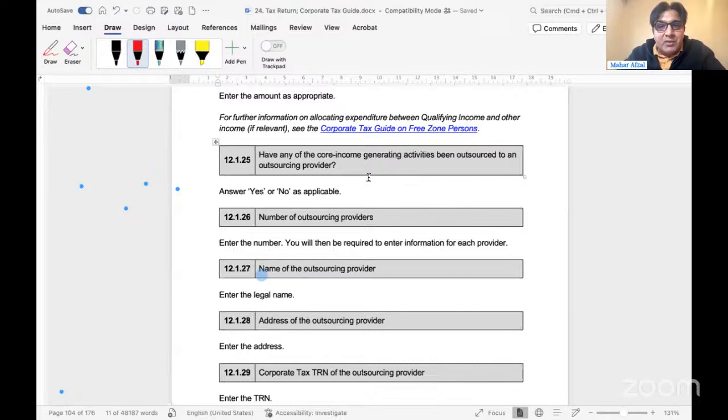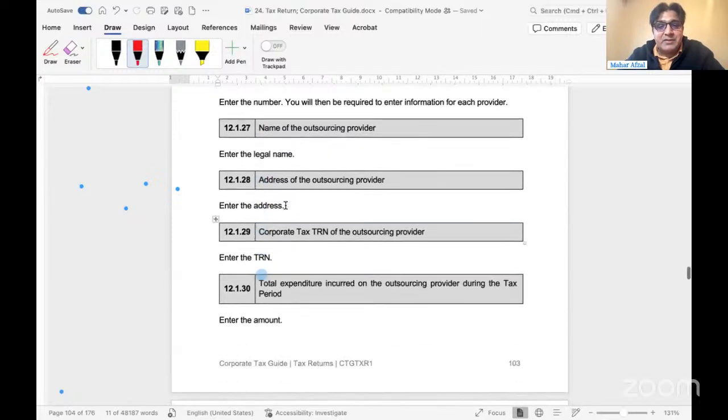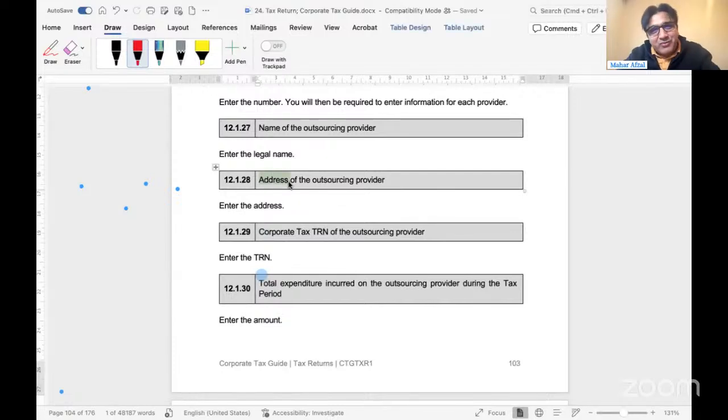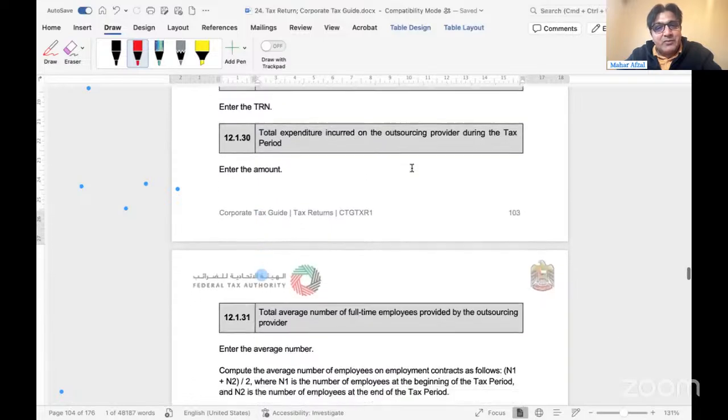So, have any of the core income generating activities been outsourced to any other outsource provider? Yes or no? Number of outsource providers, name, address. Why address? They want to establish whether you are in the free zone or out of the free zone. Their TRN number, total expenditure out of the free zone.